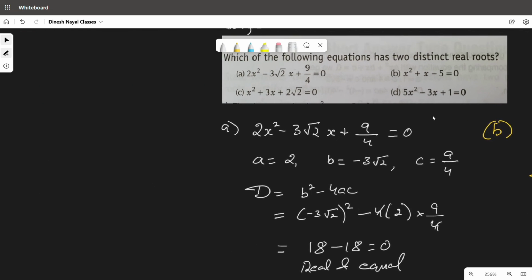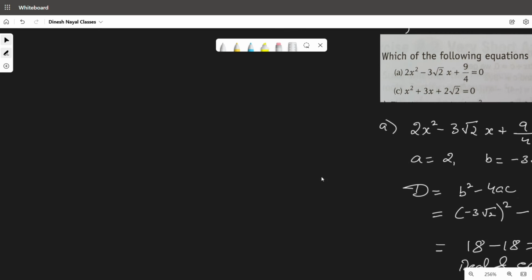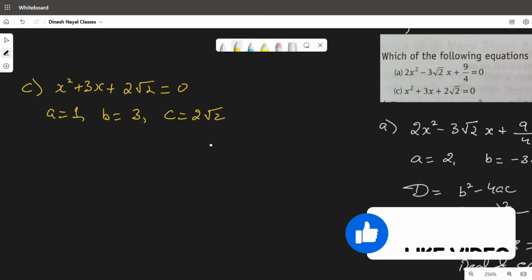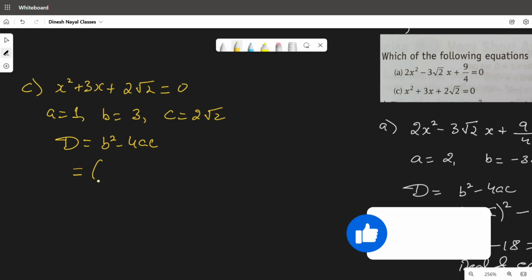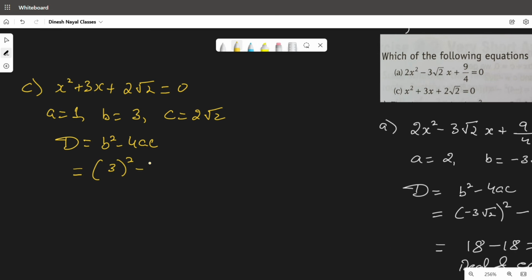So let's check C. C is x square plus 3x plus 2 root 2 equals 0. Now what is A? A over here is 1, B over here is 3, and C is 2 root 2. Now the discriminant is again b square minus 4ac. So this will be 3 square minus 4 into 1 into 2 root 2.